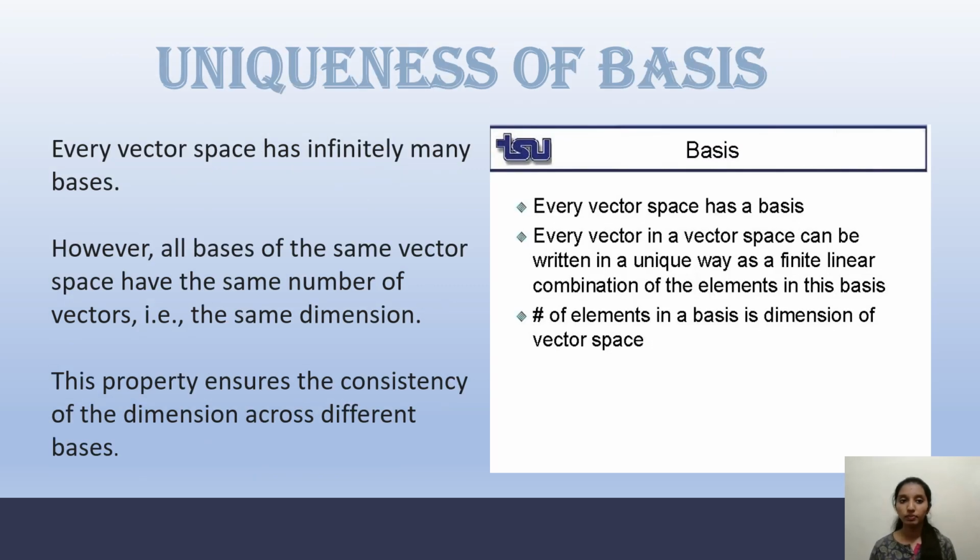Uniqueness of bases. Every vector space has infinitely many bases. However, all bases of the same vector space have the same number of vectors, that is, the same dimension. This property ensures the consistency of the dimension across different bases. Every vector space has a basis. Every vector in a vector space can be written in a unique way as a finite linear combination of the elements in a basis. The number of elements in a basis is the dimension of the vector space.